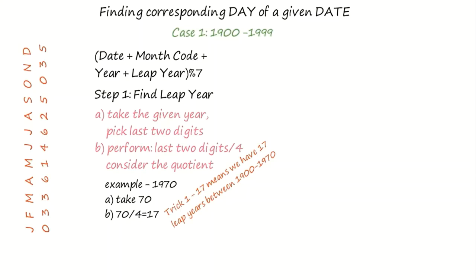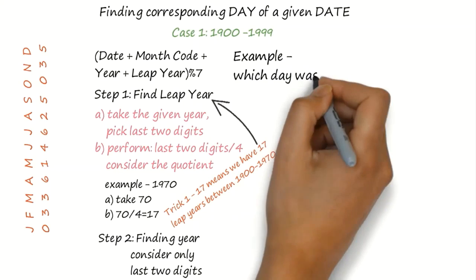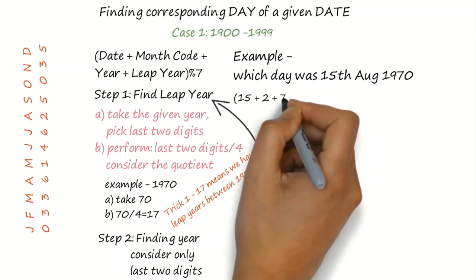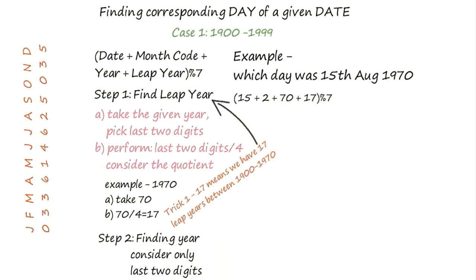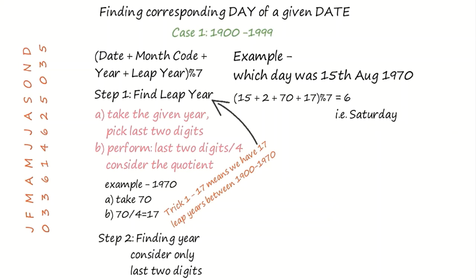Remember this point. At step 2, the point to remember is always consider only the last two digits of the given year. So, for an example, 15th August 1970 can be calculated as date is 15 plus month code of August is 2 plus last two digits of the year is 70 plus number of leap years is 17. Mod 7 will give you remainder as 6. Now, follow the numbers representing the days. 6 represents Saturday. This is how you will calculate any date within 1900 to 1999 range.